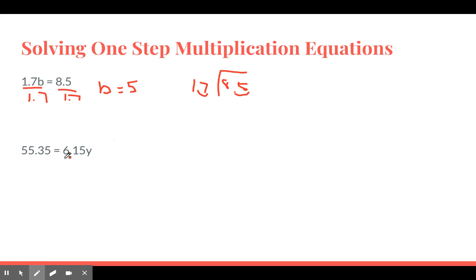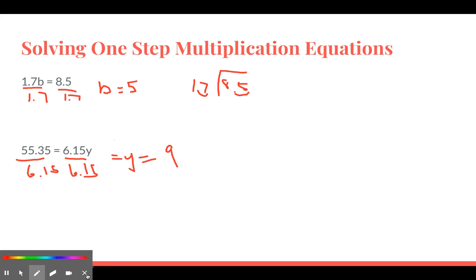Same thing goes for the next example. If I'm dividing by 1.5 or 6.5, 6.15, y ends up equaling 9. And that would be your final answer.